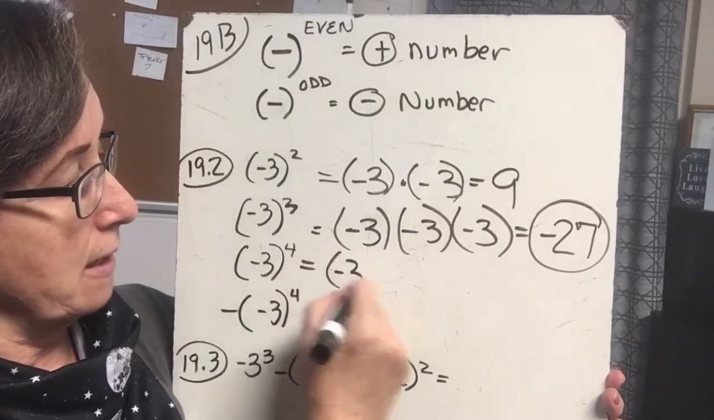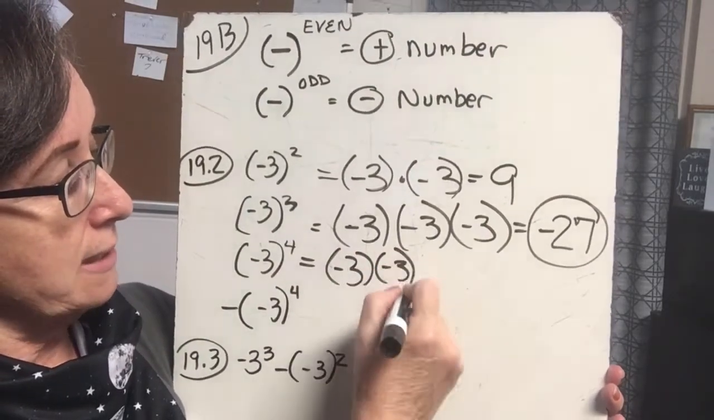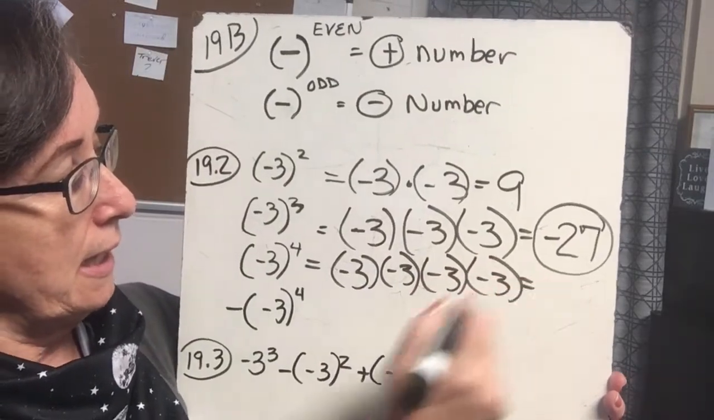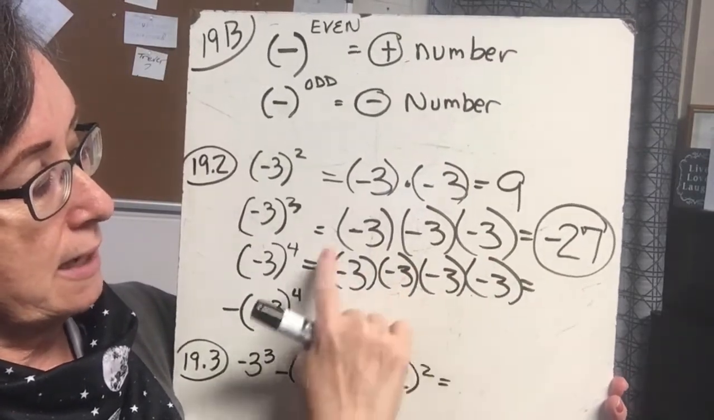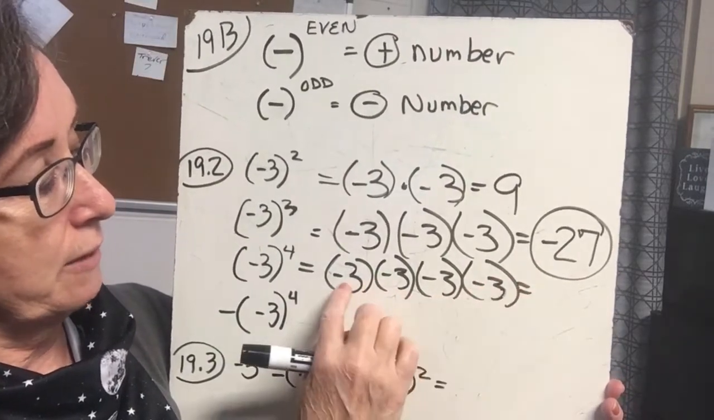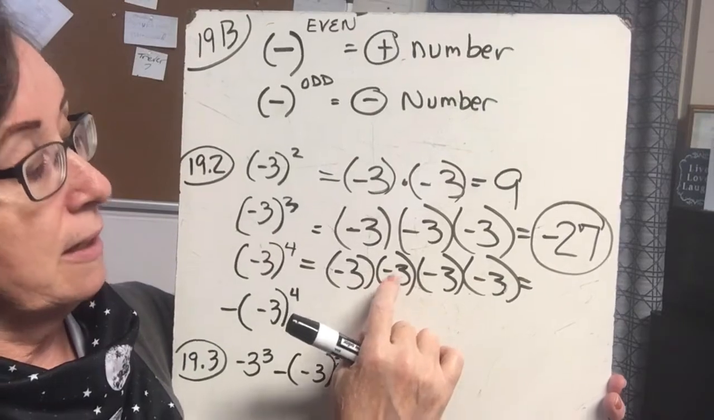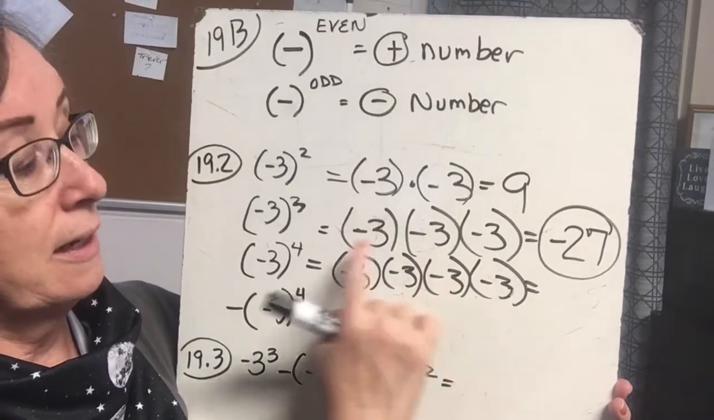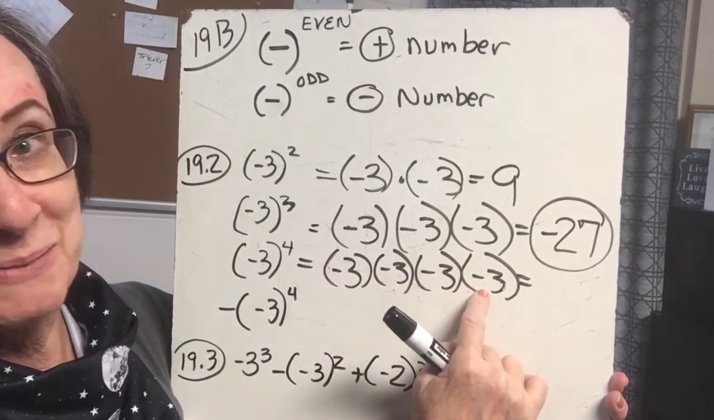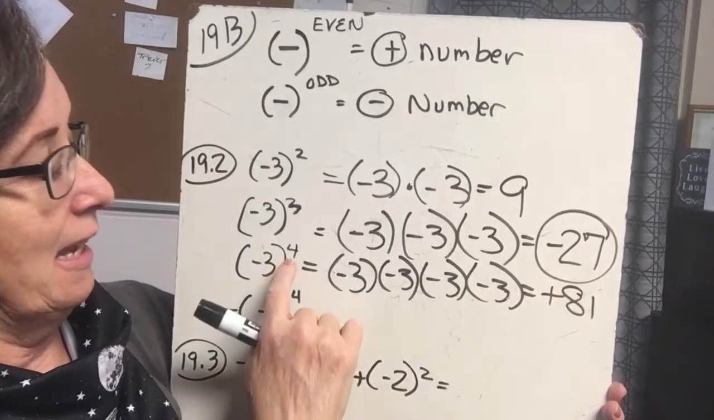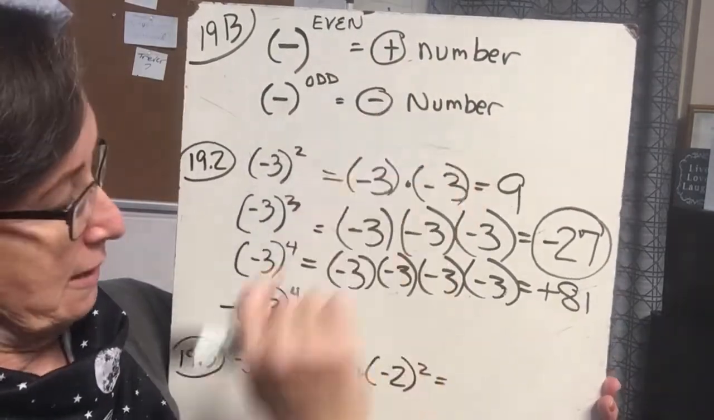Negative 3 times negative 3 times negative 3 times negative 3: 3 times 3 is 9, 9 times 9 is 81, but then our signs go: negative times negative is positive, positive times negative is negative, negative times negative is positive again. So we get a positive 81, and that's what our rule said we should.